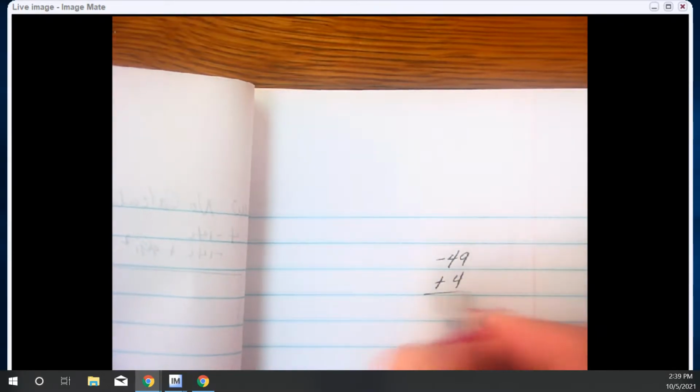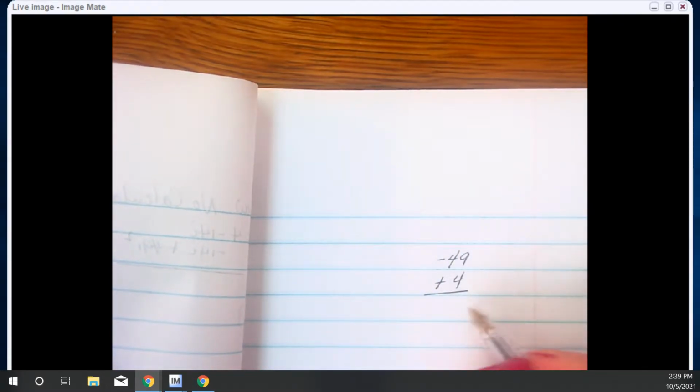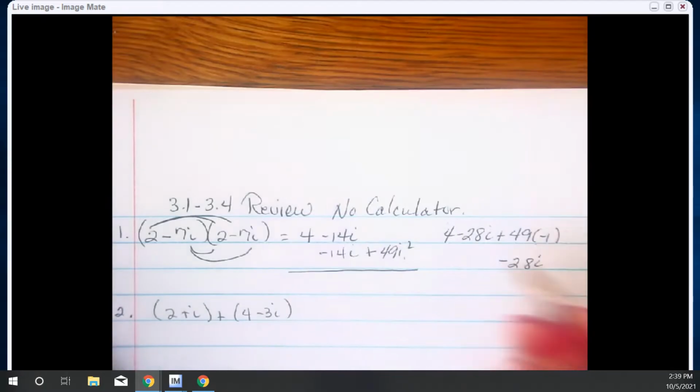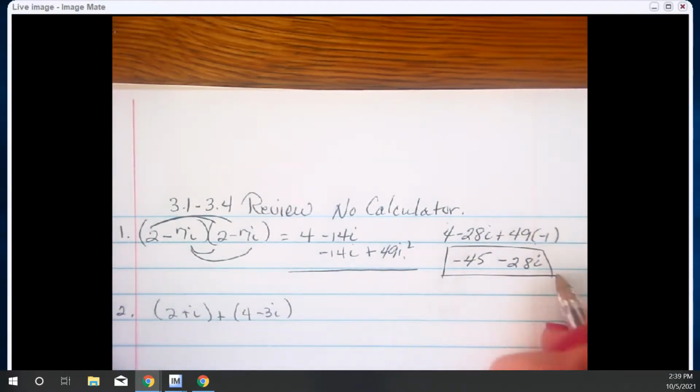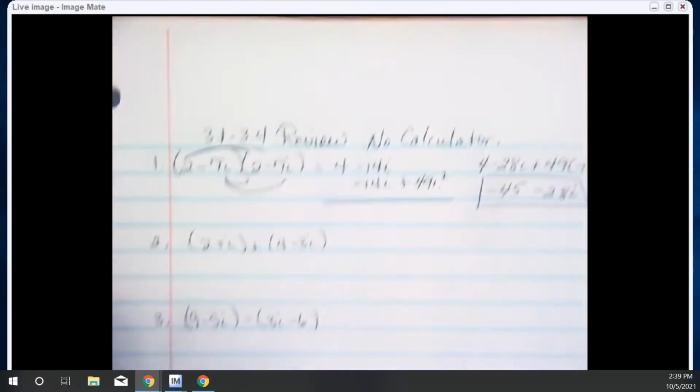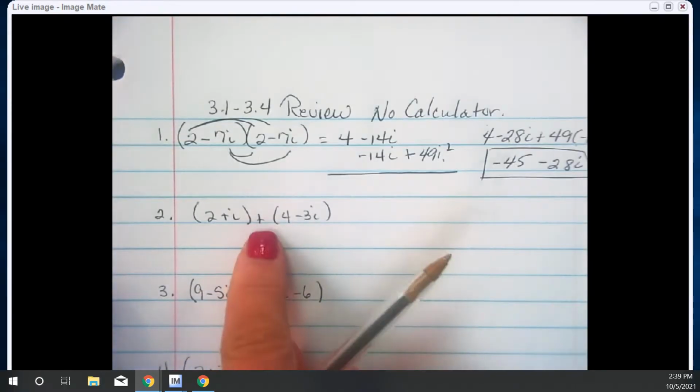Negative 49 plus 4 means that I'm going to subtract 4 from 49, but 49 is further away, so I take the sign of the larger number, or larger absolute value. Negative 45 minus 28i.